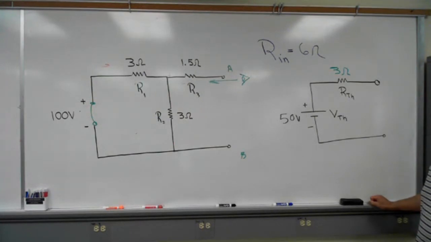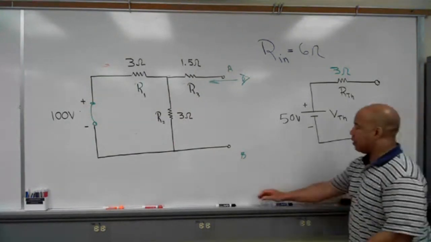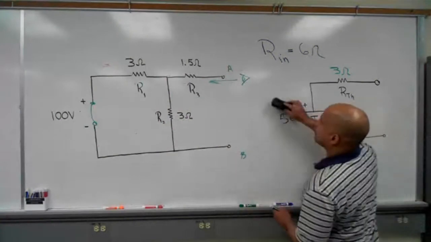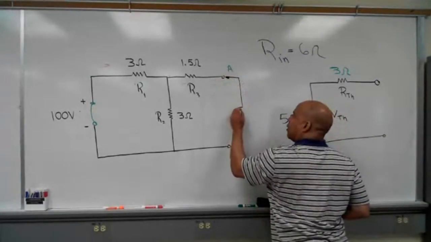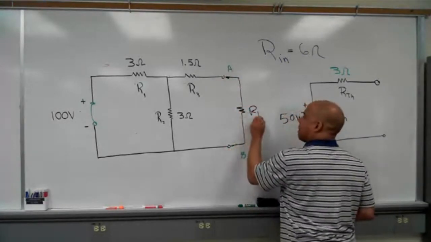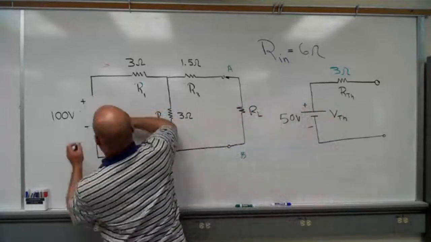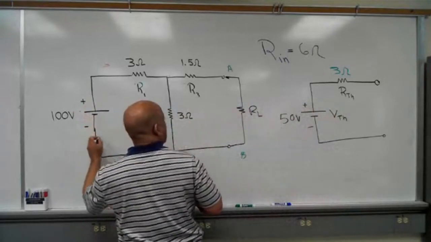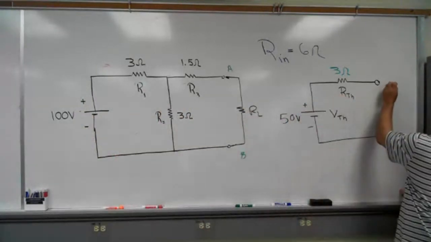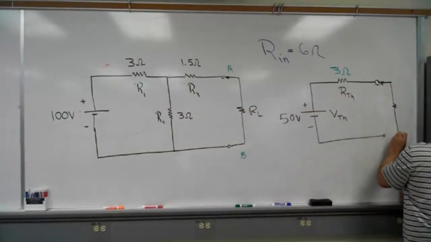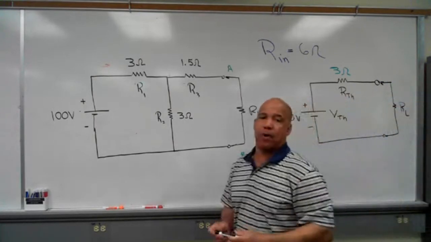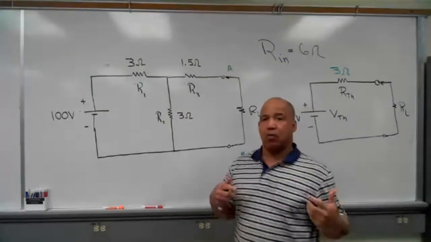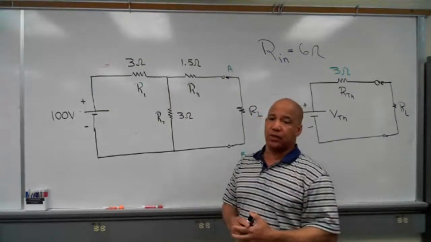This thing about maximum power. If I put the load resistor back in the circuit, either the original circuit or the Thevenin circuit, I put the load resistor here and put the battery back. If I want maximum power transferred from the voltage source to the load resistor, what value do I need to make the load resistor? Well, maximum power. Go ahead, someone's going to answer.